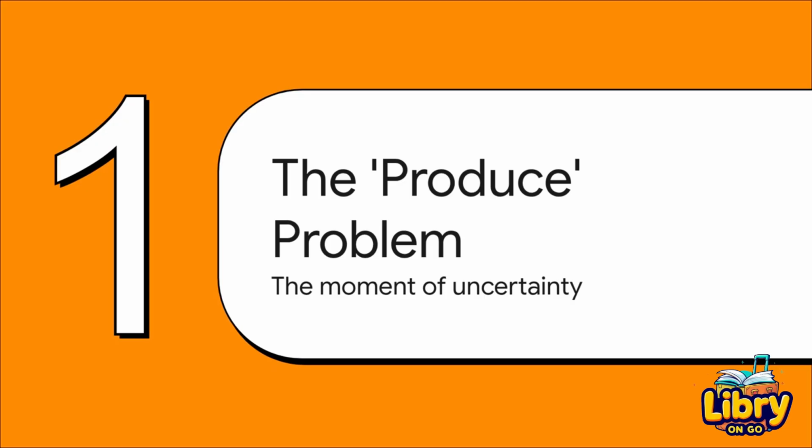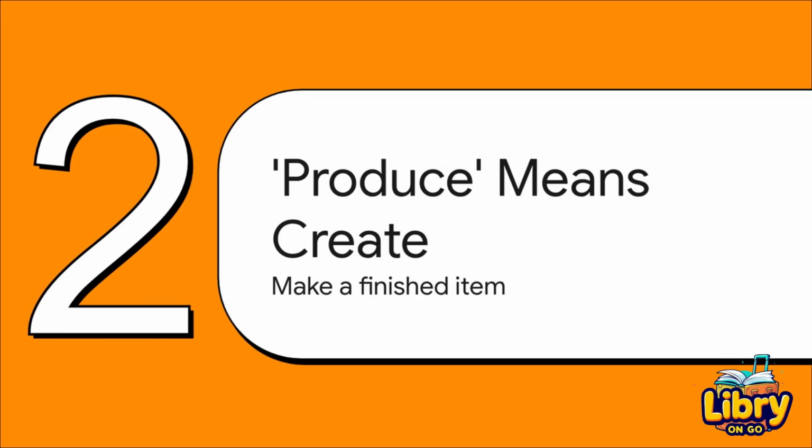But here's the good news. It's actually super easy to solve once you get what that core command is really all about. And here it is. This is the big aha moment. When an assignment tells you to produce something, it's really just a direct command to do one thing: create. It means you need to make a tangible, finished item.